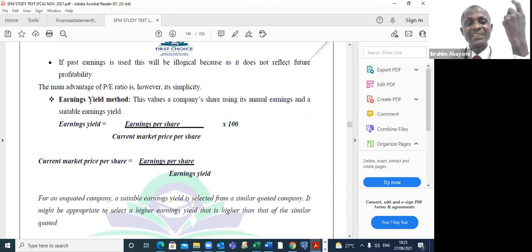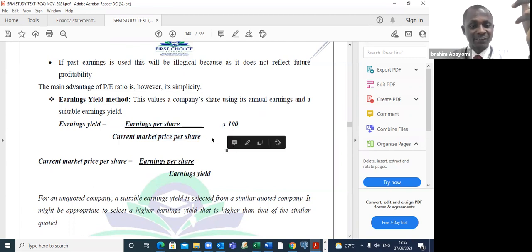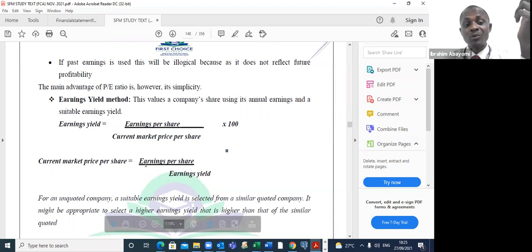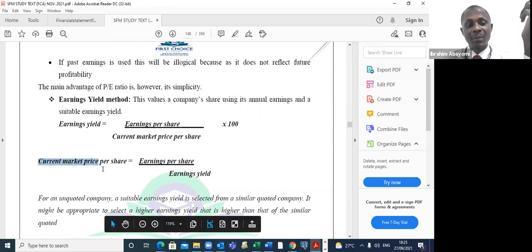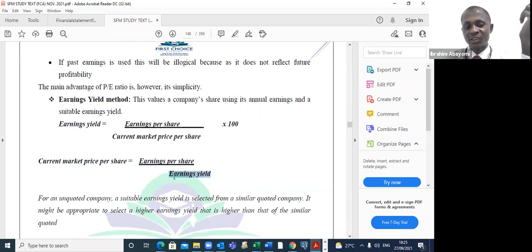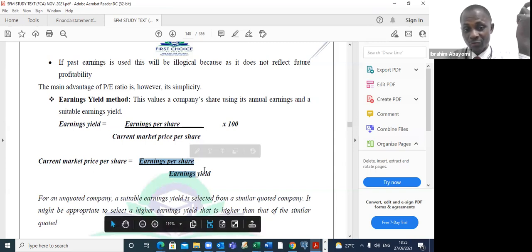Another one you can use is earnings yield. What is earnings yield? Earnings yield is earnings per share over current market price per share. So when you rearrange the formula for earnings yield, you will get current market price per share is equal to earnings per share over earnings yield. This simply means that you are discounting earnings per share using earnings yield. You are discounting EPS to perpetuity using earnings yield as your discount rate. That is the meaning.